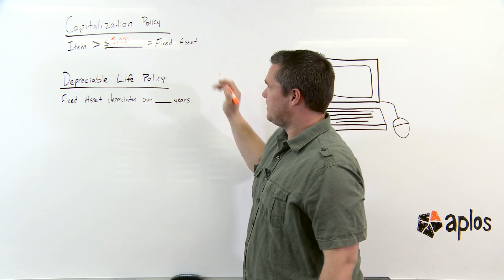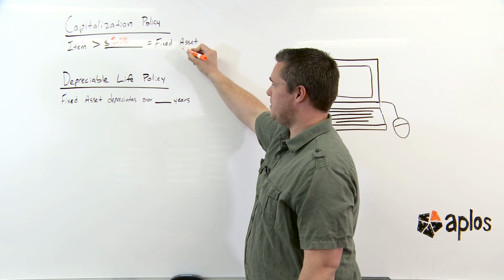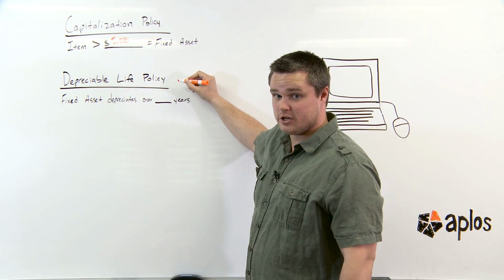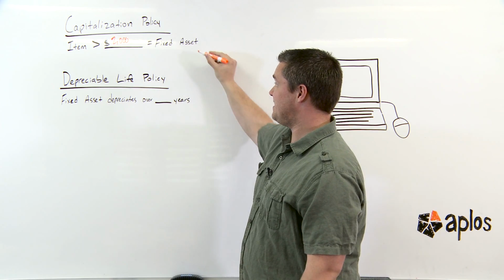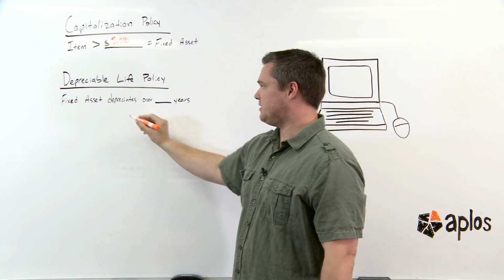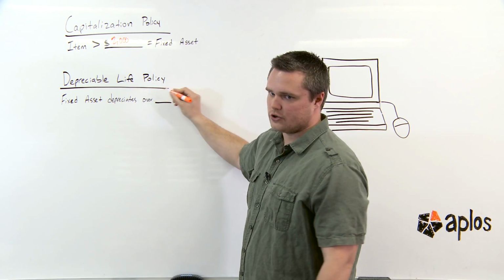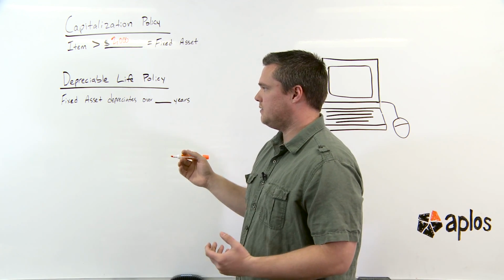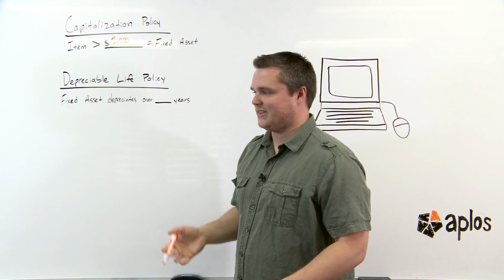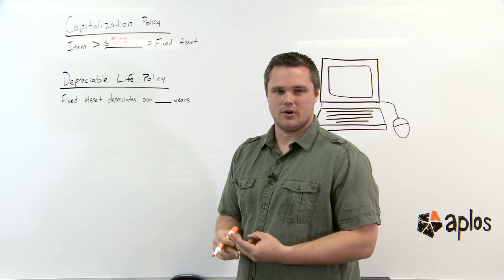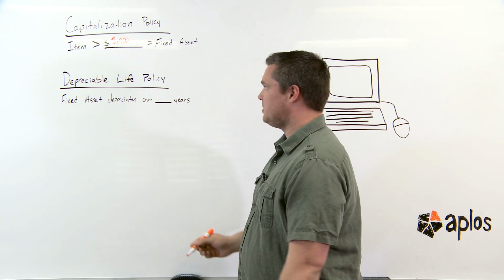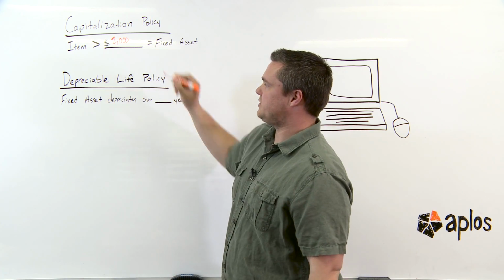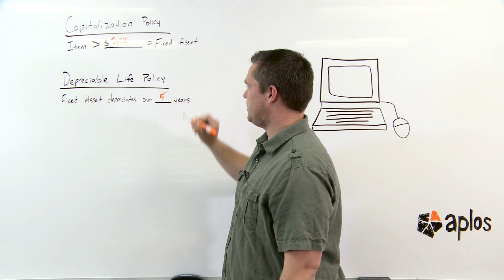Once you have that and you know what your fixed assets are going to be, then you have what's called a depreciable life policy. That says that any fixed asset is going to depreciate over a certain number of years to spread the expense out. There are certain year requirements depending on the type of fixed asset, whether it's equipment or a building or a car or something like that. But let's just say for basic, $2,000 and 5 years, okay?